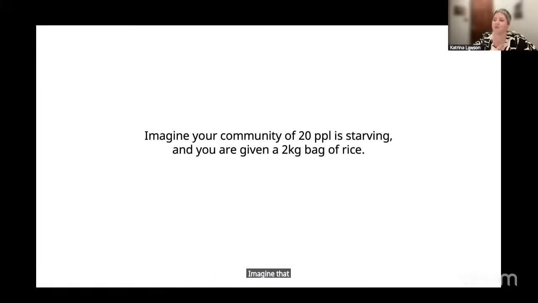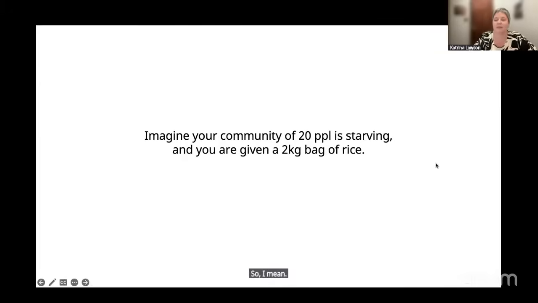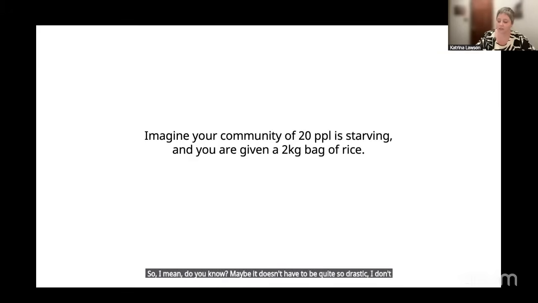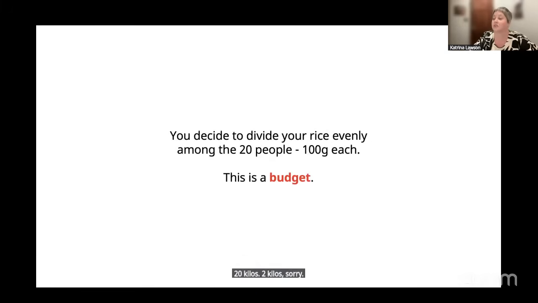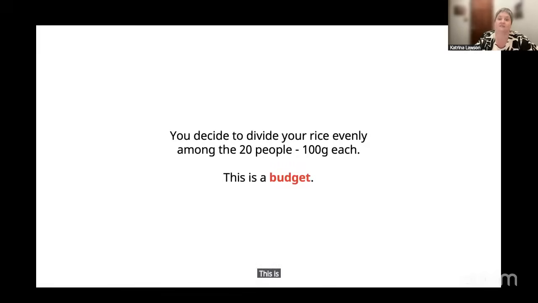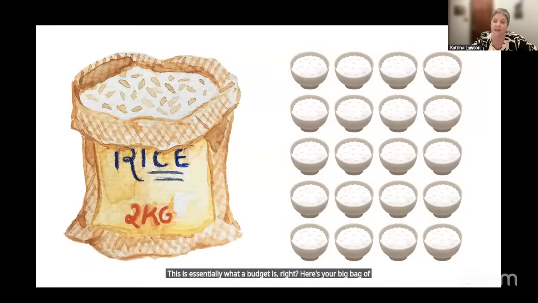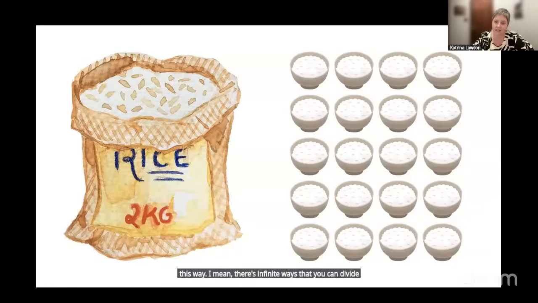Imagine that your community of 20 people is starving and you've been given a 2 kilo bag of rice. So, maybe it doesn't have to be quite so drastic. I don't want to traumatize anybody here, but just imagine you have to figure out what to do with your 2 kilos. And so you decide to divide your rice evenly among your 20 people, 100 grams each. This is essentially what a budget is, right? Here's your big bag of rice. You're going to divide it up this way. There's infinite ways that you can divide up a bag of rice. You're deciding to go evenly, 100 grams for everybody.